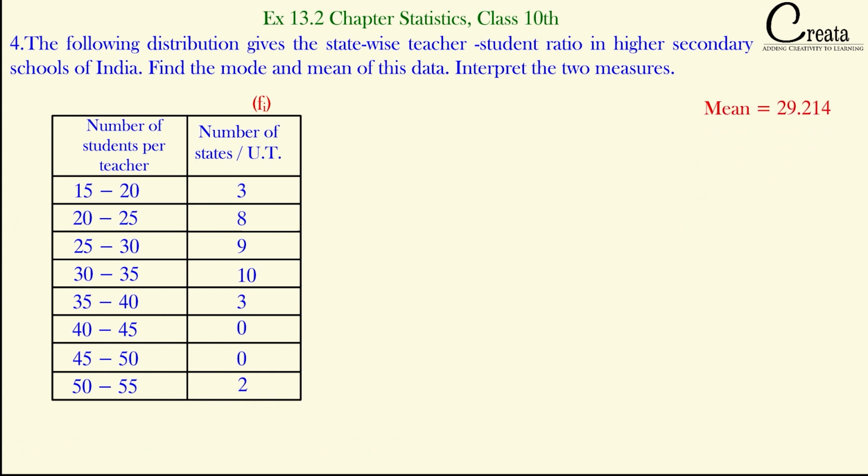Our next step, we will find the value of the mode. Let's use the formula of the mode and let's identify all the missing variables. What is the first step in finding the value of the mode? We locate the modal class, and how do we do so? We find the maximum frequency. The class corresponding to maximum frequency is the modal class. So out of all these frequencies, which is the maximum frequency? 10 is the maximum frequency.